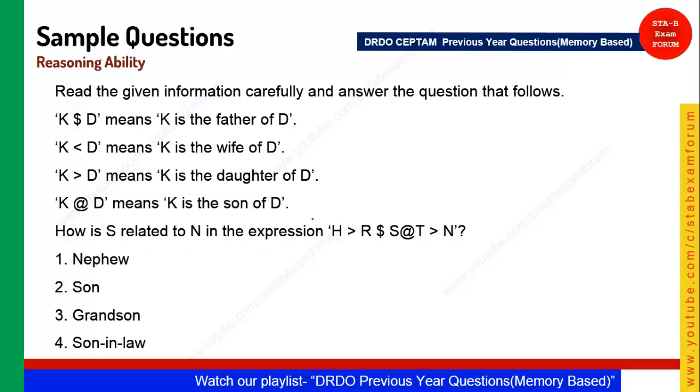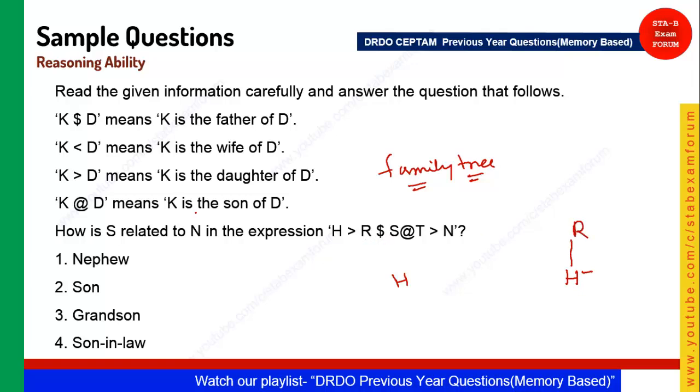Student, in this type of question you need to make a family tree. I have already made a video on blood relationship, you can check that video. So let's draw the family tree. H greater than R. What does this greater than mean? H is daughter of R. So H is, let me draw it there. H is daughter of R.